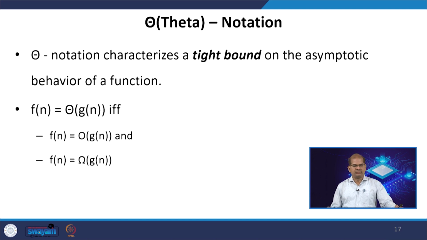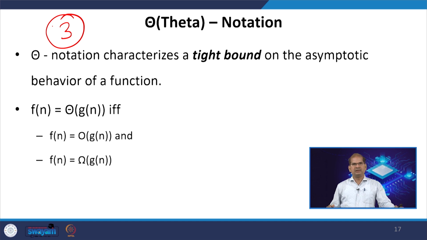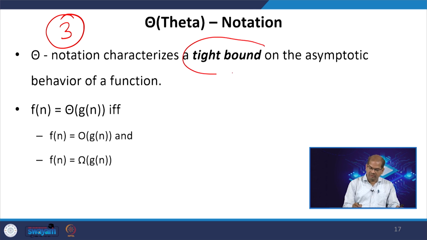So, now we will go into the third type of asymptotic notation, which is theta. Basically, theta is my third type of notation, called the asymptotic tight bound. What asymptotic tight bound means is that f of n is theta of g of n if and only if f of n is big O of g of n and f of n is omega of g of n. If both conditions hold, then f of n is theta of g of n.